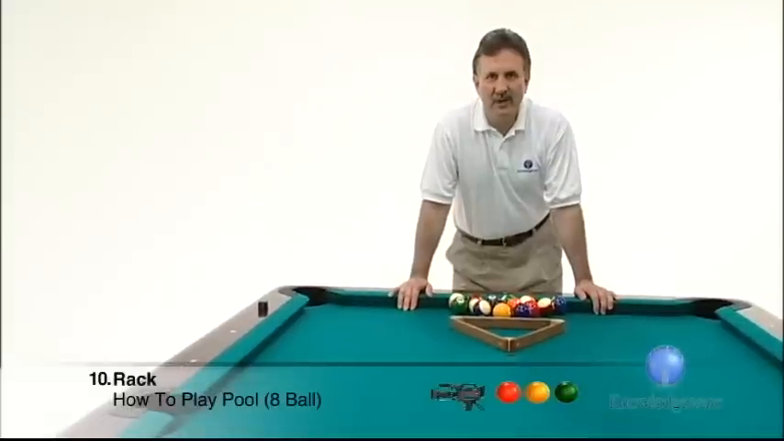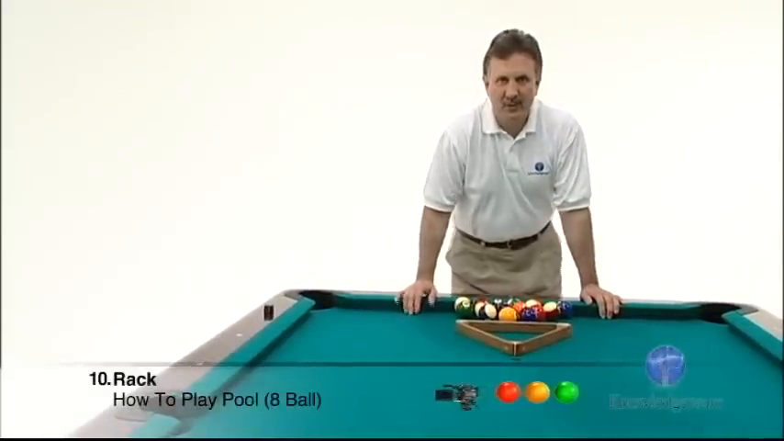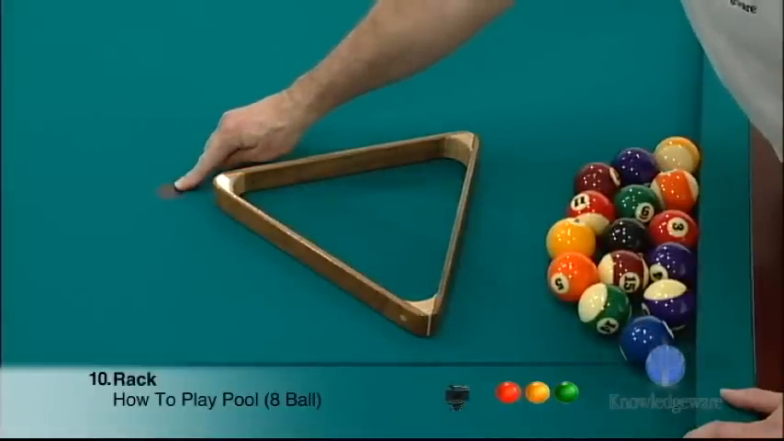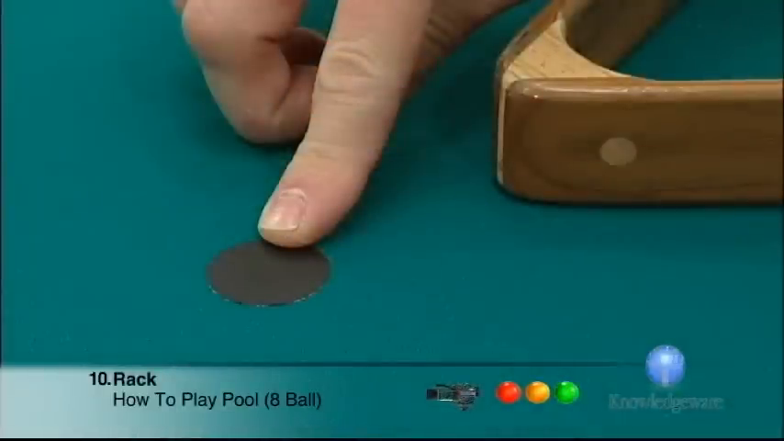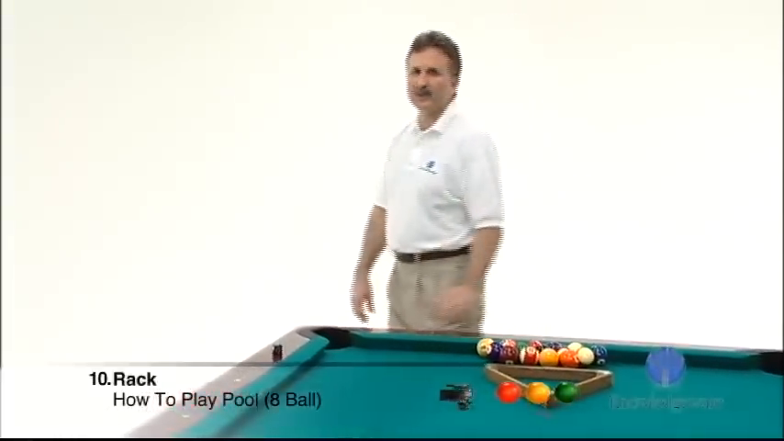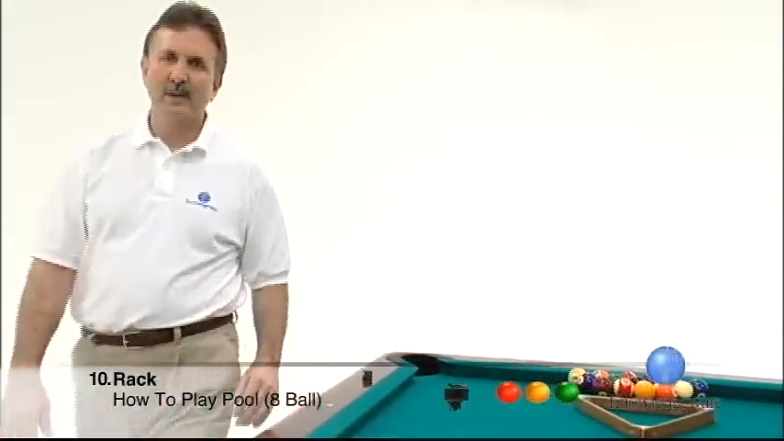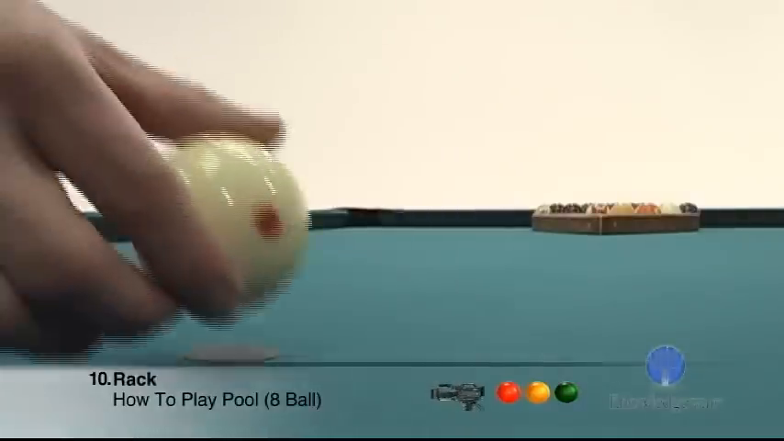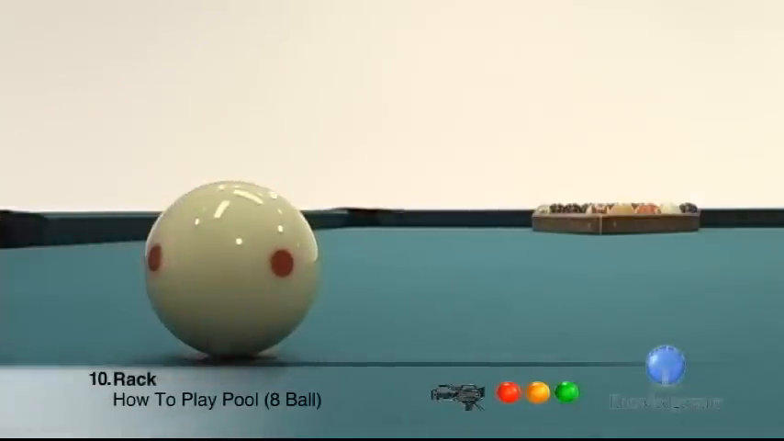Did you ever notice that near each end of the pool table there is a little fabric circle called a spot? You need these when you rack up the balls at the beginning of a game. Some players elect to break from the head spot by placing the cue ball on it. It is not required in 8-ball.